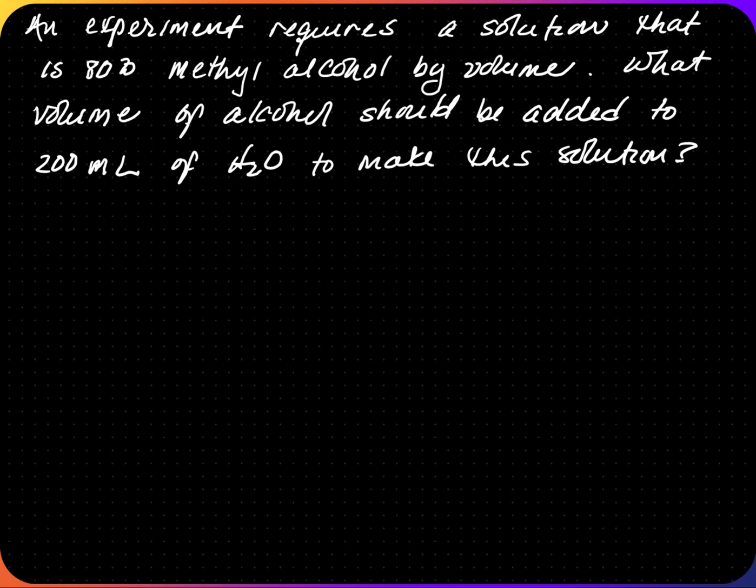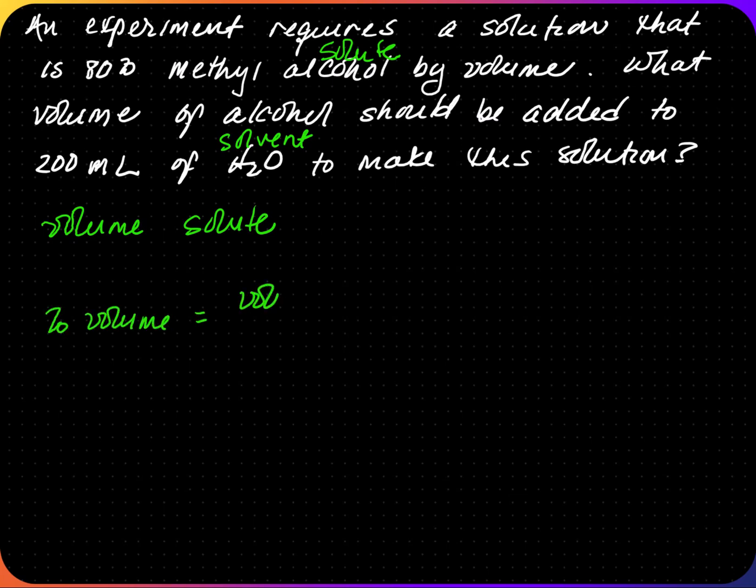So we know the solute is going to be methyl alcohol because this is being added to the water, so the water is my solvent. So we are looking for what volume of the alcohol. So we're looking for the volume of the solute. This is what we're looking for. Since it's a percent volume, my formula is going to be percent volume is equal to volume of my solute divided by my volume of solution times 100.